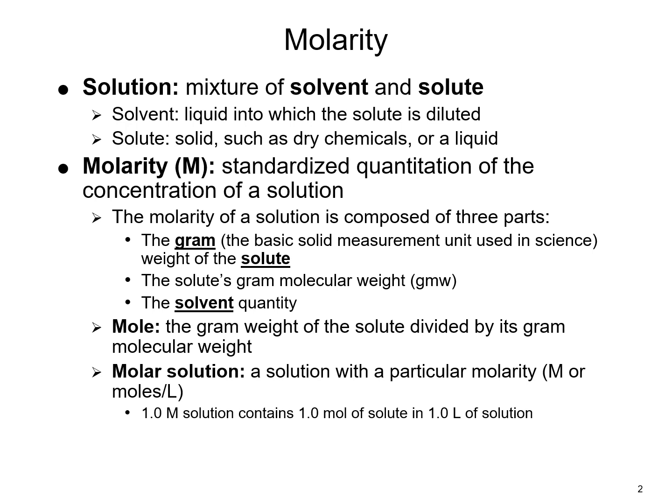In order to standardize the quantitation of a concentration, we use the term molarity. Molarity is composed of 3 parts. This includes the gram weight of the solute, its gram molecular weight, as well as the solvent quantity. The gram weight of the solute divided by its gram molecular weight is referred to as a mole. A molar solution refers to a solution with a particular molarity. For example, a 1 molar solution contains 1 mole of solute that is dissolved in 1 liter of solution.